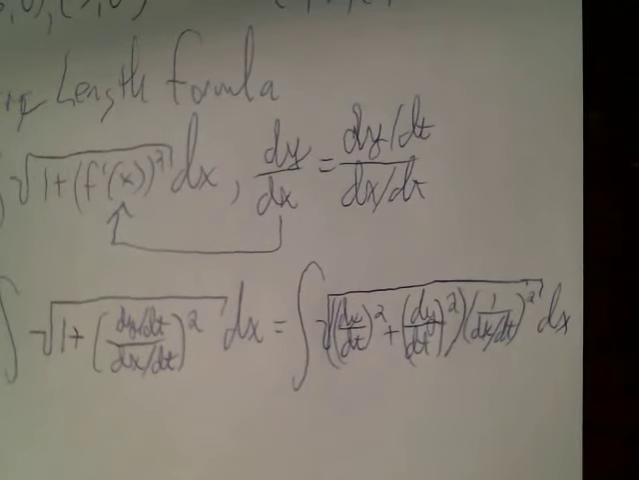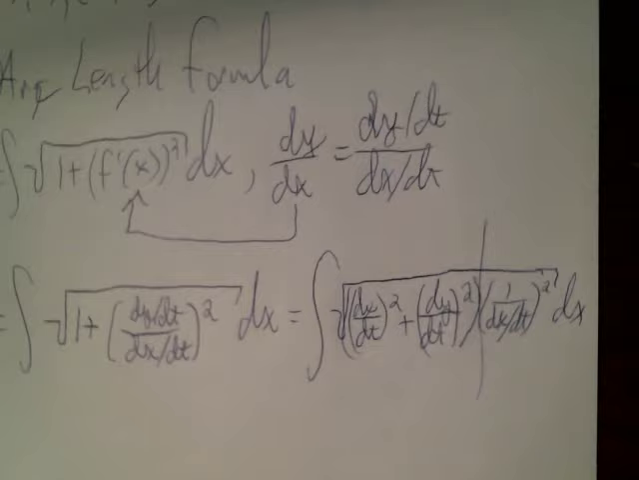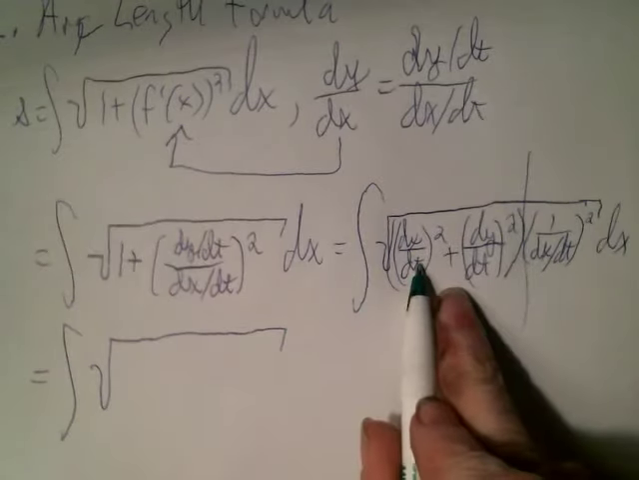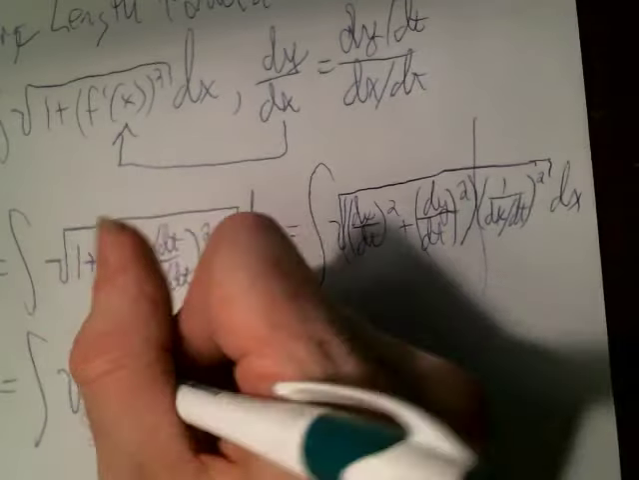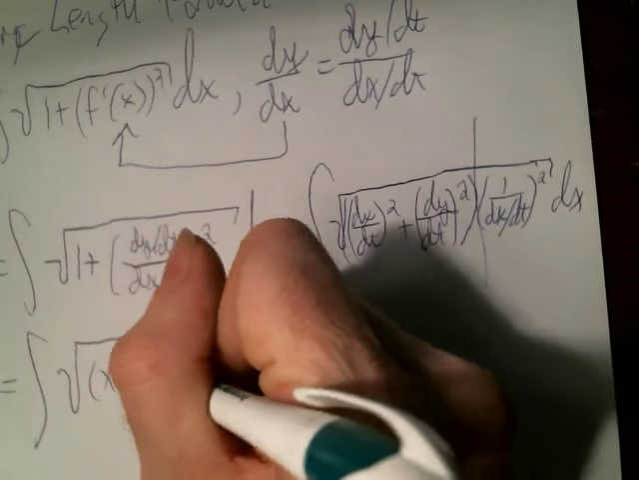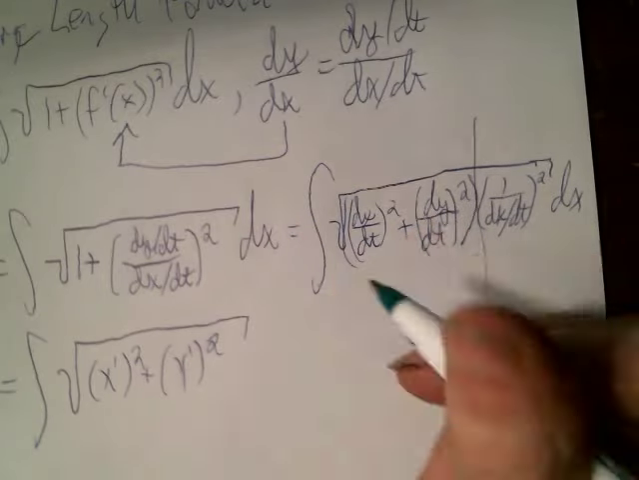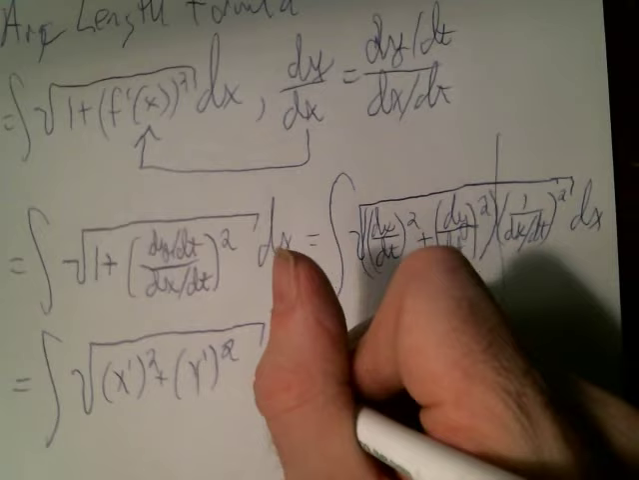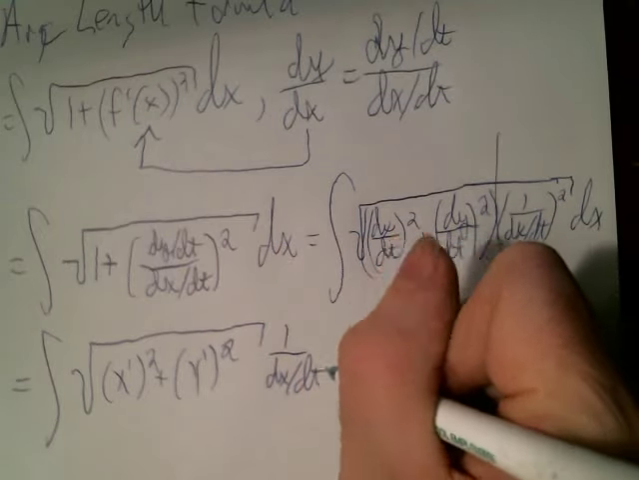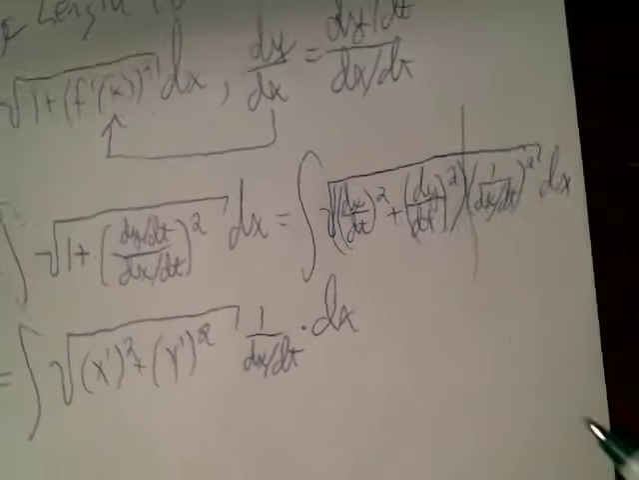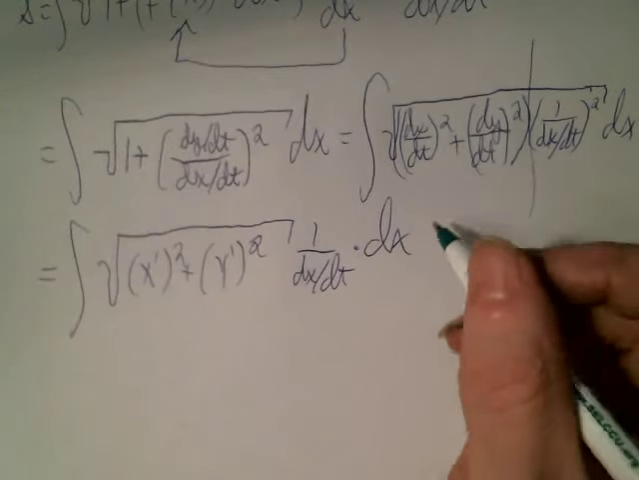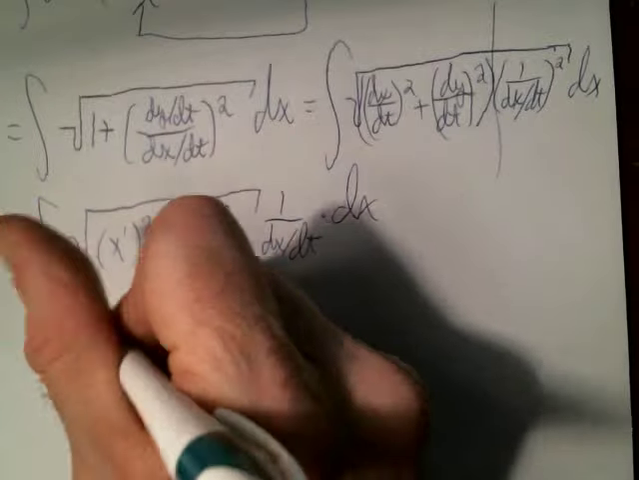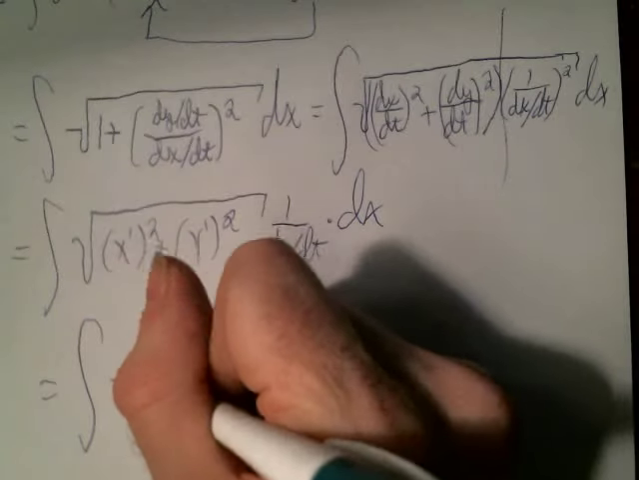Then you can use the square root property to chop this part of it off, and you have the integral of the square root of, let's rewrite dx over dt as just x prime. Okay? So x prime squared plus y prime squared, and then the square root of this is 1 all over, I guess I'm just going to leave that as dx over dt, and then times dx. And then you could take the reciprocal of dx over dt as dt over dx, and you're just left with the parametric form that we're after.